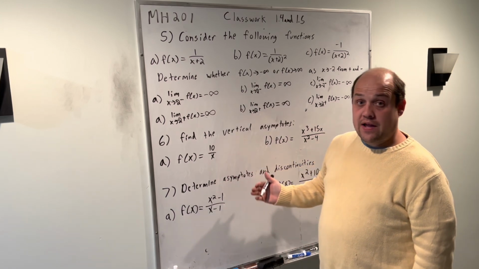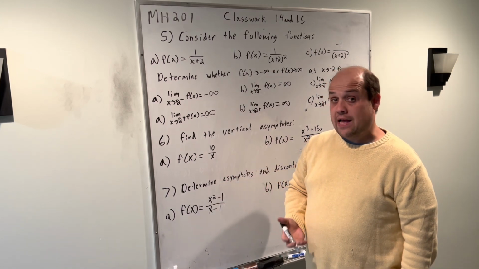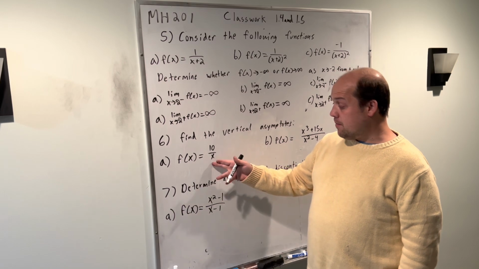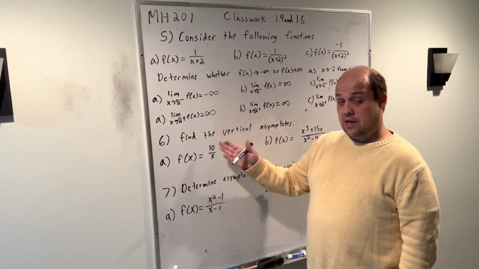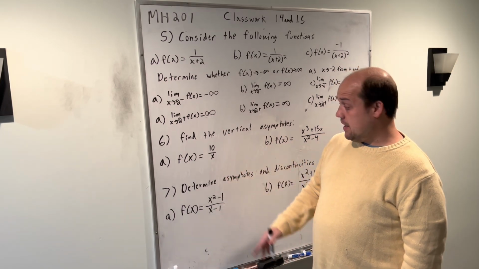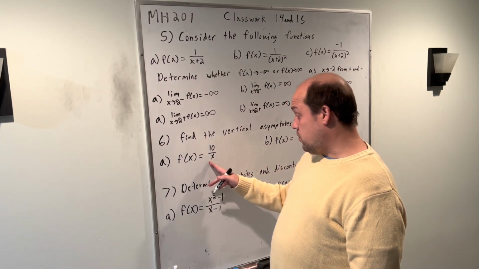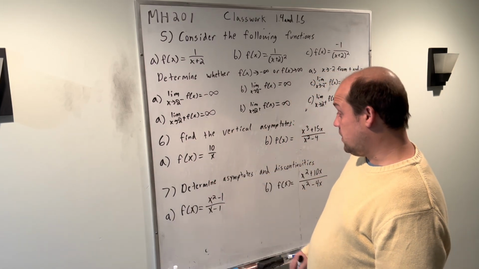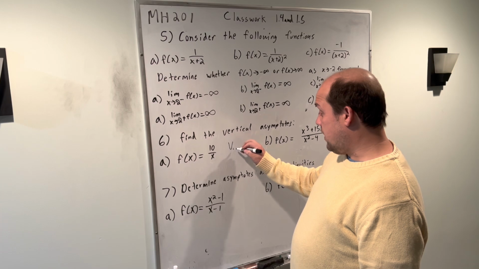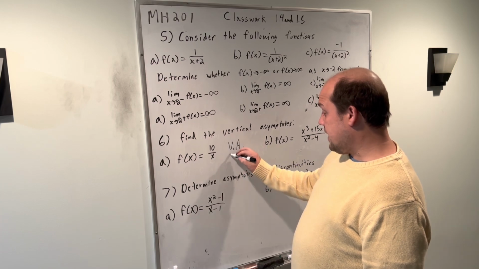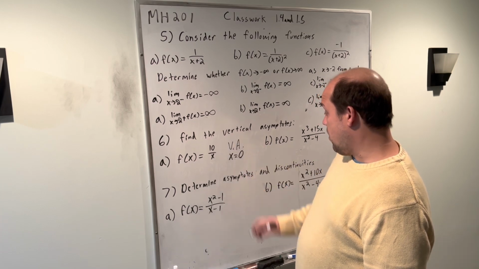When I'm asked to find these vertical asymptotes, a vertical asymptote occurs when I can make the bottom 0 in a way that wouldn't cancel with something on top. Here, the way to make the bottom 0 is by putting in 0 for x. So here I have a vertical asymptote at x equals 0.